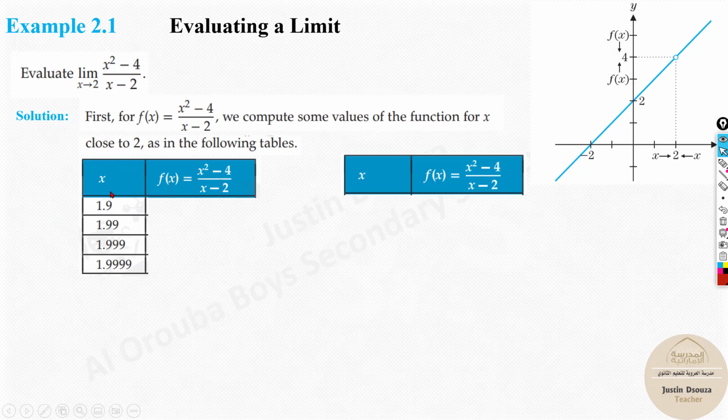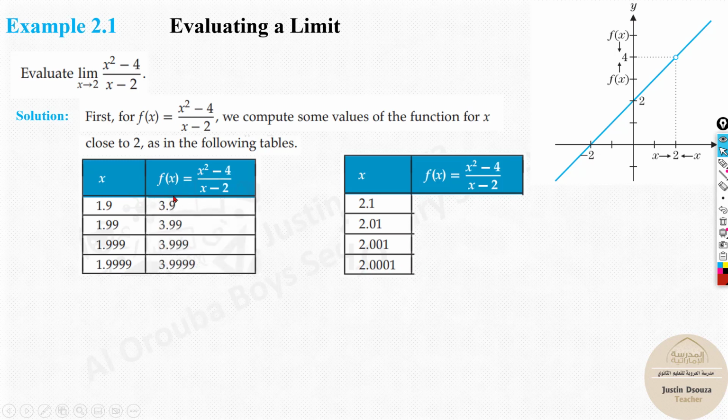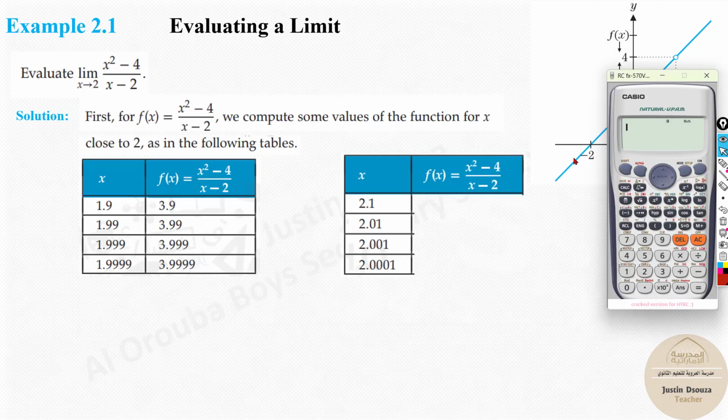So instead of 2, let's take 1.9, 1.99. Let's go very close, like 1.999. And in the same way, values more than 2 will be 2.1, 2.01 and 2.0001. Very, very close. And then you find the values. Now you can take out your calculator and just type, instead of x, 1.9. x square minus 4 divided by x minus 2, only instead of x you're putting 1.9.